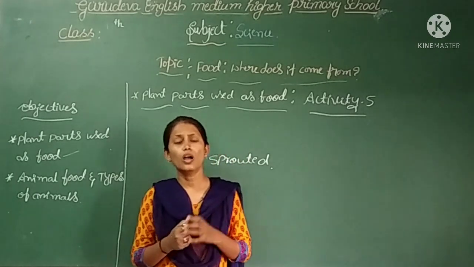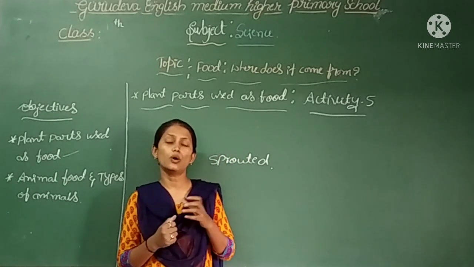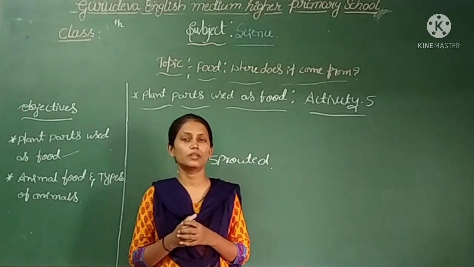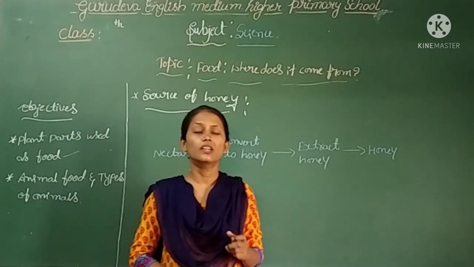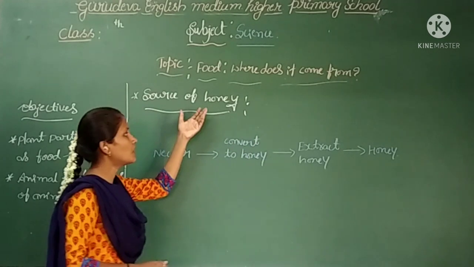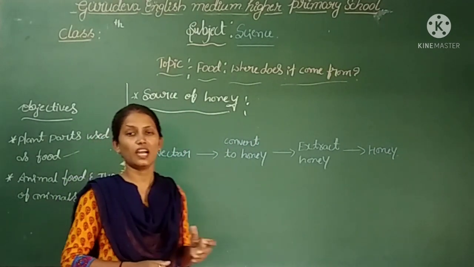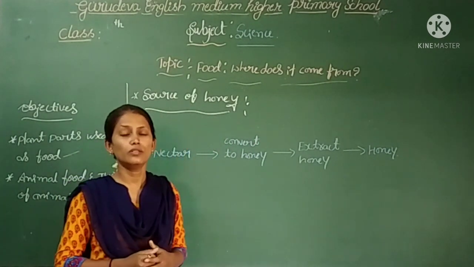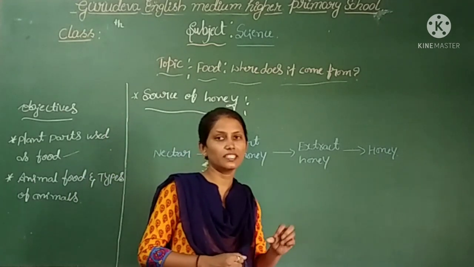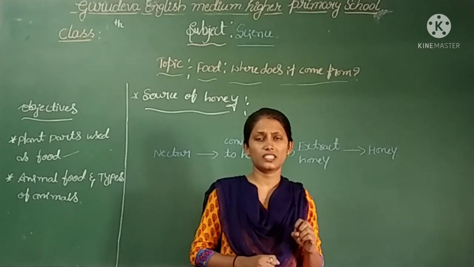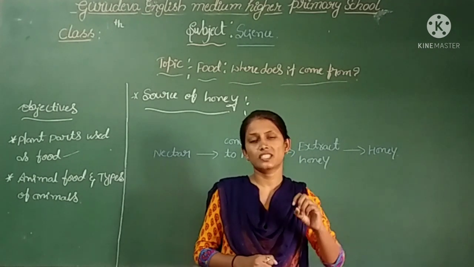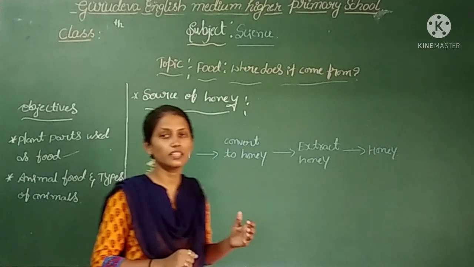Children, do you know how we are obtaining honey? Where does honey come from? Now let us discuss how we are obtaining honey. Okay, children, now let us discuss the source of honey. As we know, insects suck the nectar from the flowers. Do you know why they are sucking the nectar? For what purpose are they sucking the nectar? Now let us discuss this concept.